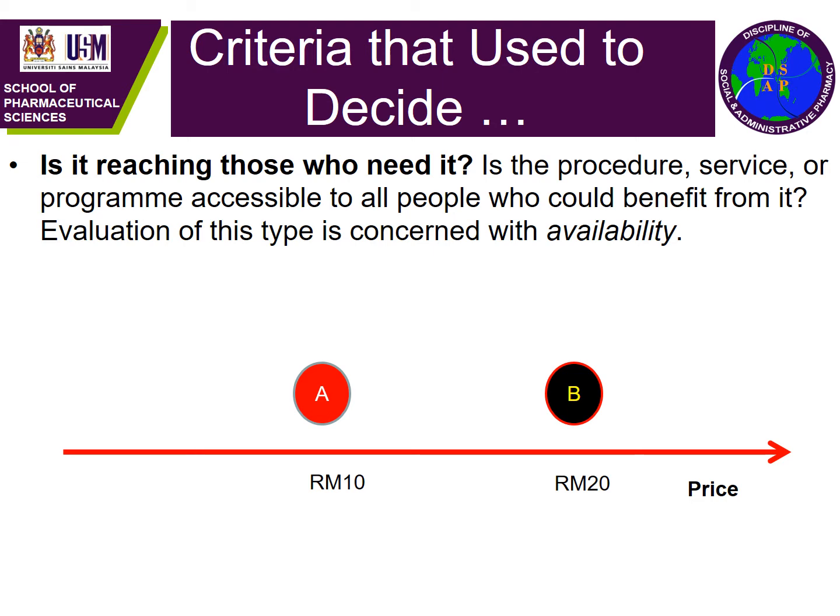So then a new criteria has been introduced by some of the decision makers. Is it reaching those who need it? So they are looking at the availability or accessibility in terms of the price that they can afford. So then we see that if, for example, A is cheaper than B, the decision makers usually opt for A because it's cheaper. But then again, if we rely on price, it can be misleading.